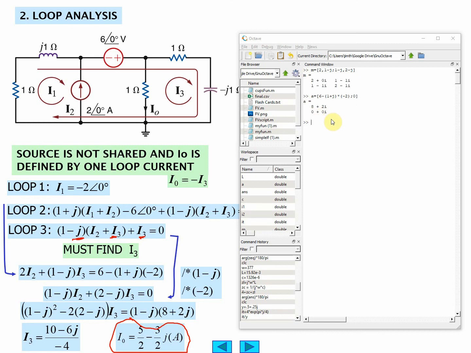And then we simply do, oh, I better get over to Octave. M goes into A. So the equation we're solving is Mx equals A, and we're trying to find x. X is going to be a vector which tells us what I2 and I3 are. There we go. And negative I3 is going to be our answer. So it'd be 2.5 minus 1.5j, which would be I naught.